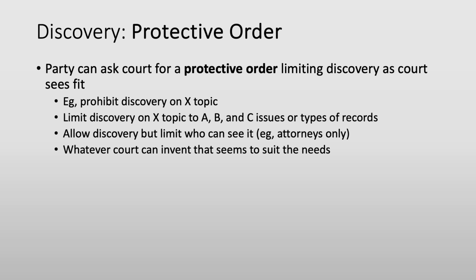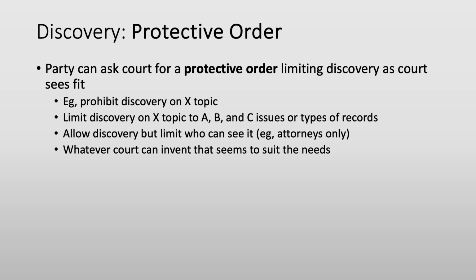The flip side of a motion to compel is a protective order. So you can ask the court to issue a protective order limiting discovery. What this tells you is that those items under Rule 26 that set out the scope of discovery are the baseline or the background assumption, the default for what discovery can be. But the court can modify that quite a bit, including through protective orders.